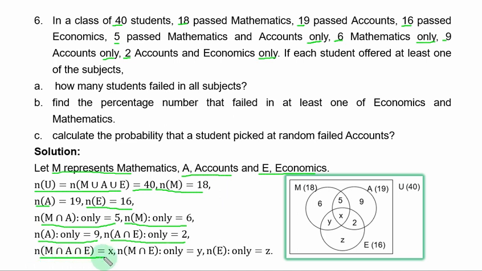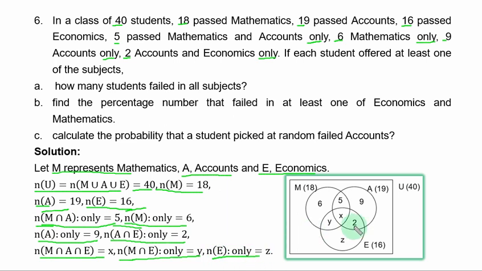Let S denote that. From the question, we know mathematics and accounts only, and accounts and economics only. So let's denote mathematics and economics only by Y, because no value is given for it. We also know mathematics only, we know accounts only, but we don't know economics only. So let Z denote economics only.